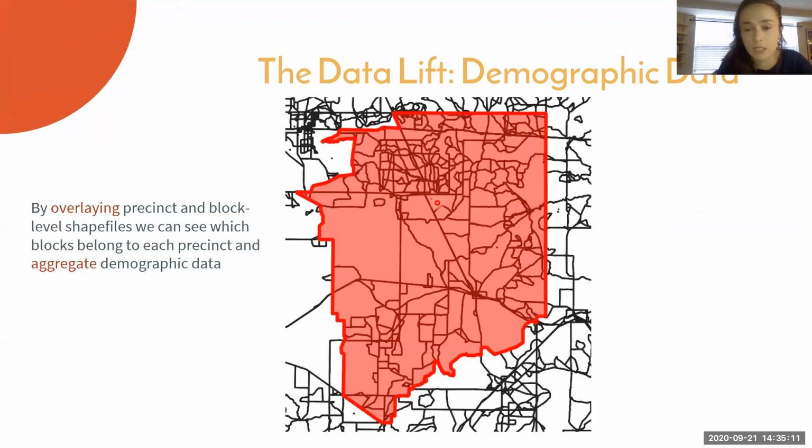So here's a picture of a piece of the census block shapefile that's overlaid with the precinct shapefile. I just highlighted one precinct zoomed in red, and these are all of the census blocks that live in it in the background. Once we have that, we can aggregate up all of the people that live in the census blocks and get a sense of the demographics for the precinct level.